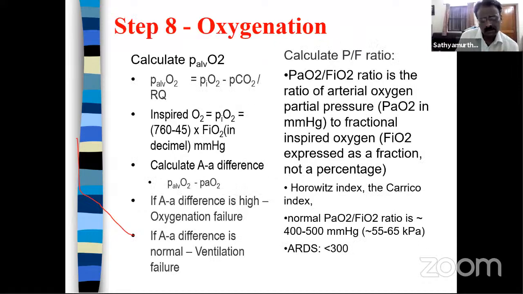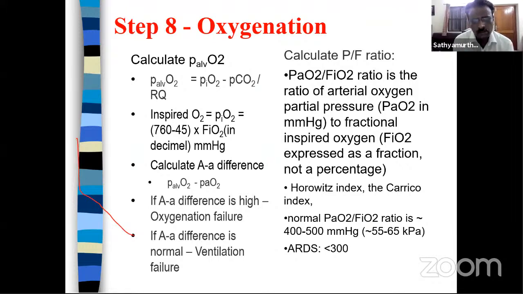Now, step 8 is, like I told you, calculating the A-a difference. I already spoke about this in the initial part. You calculate, using the ideal alveolar gas equation, your partial pressure of alveolar oxygen. Then you have your partial pressure of oxygen that is measured by the machine. You take the difference, and if the difference is more than 10, it tells you that the patient has oxygenation failure.